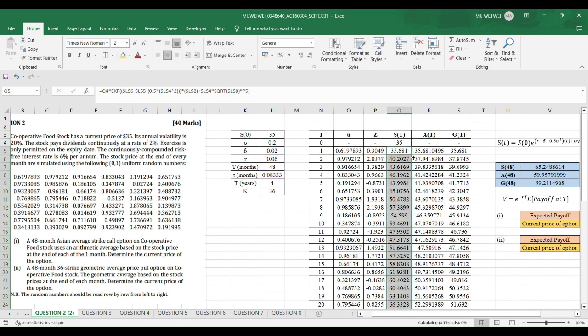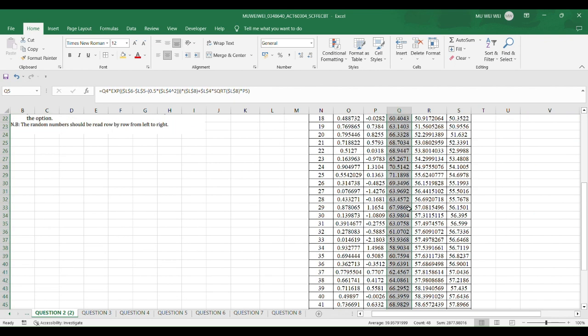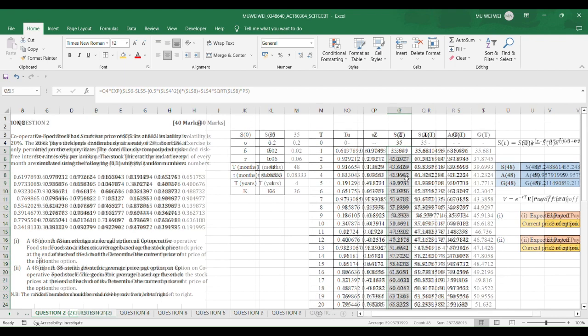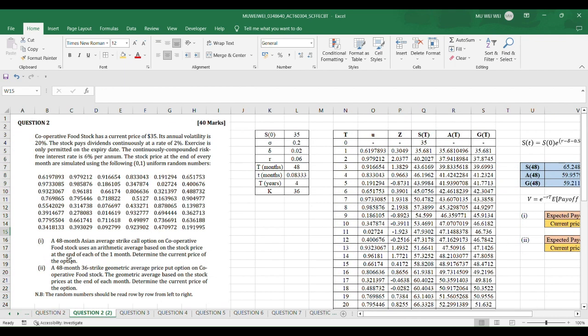And then I also drag this formula down to the following values to get the ST for each month. Since the first part of the question asks us to use the arithmetic average for the call option, we create a column for AT, which is the arithmetic average for each value of t. So the arithmetic average is basically the average of ST. When t equals 1, it is basically the average of S1, so it should be the same value as S1.